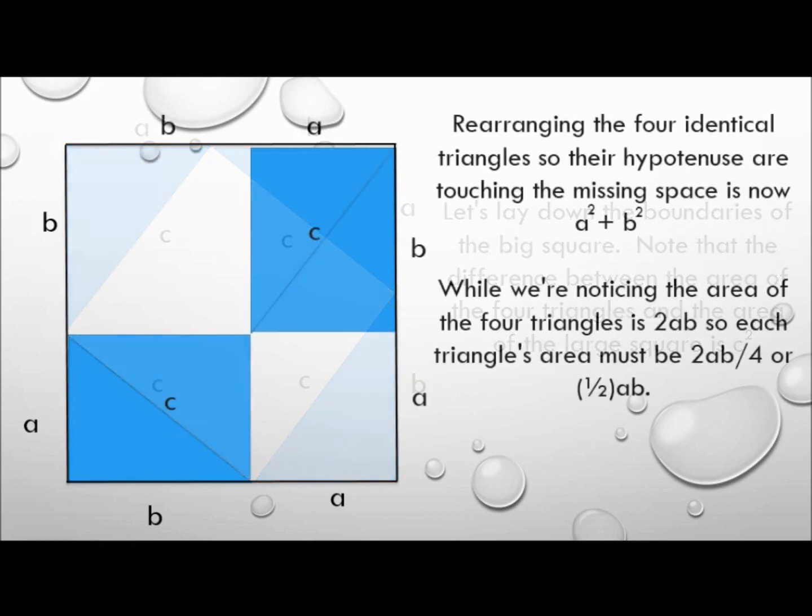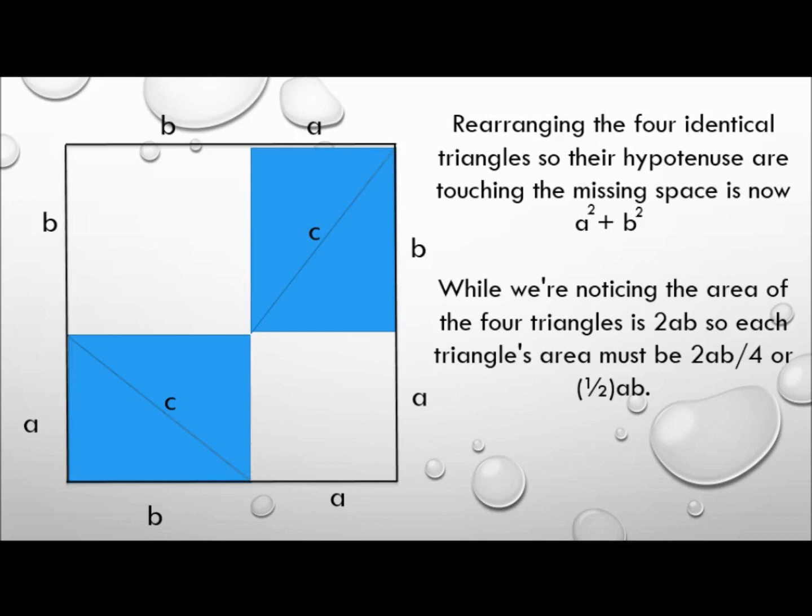We can rearrange the four identical triangles so that their hypotenuses are touching, and the missing space is now a squared plus b squared. And while we're on the subject of noticing, the area of the four triangles is 2 times a times b. So each triangle's area must be 2ab over 4, or a half of a times b, or a half base times height.